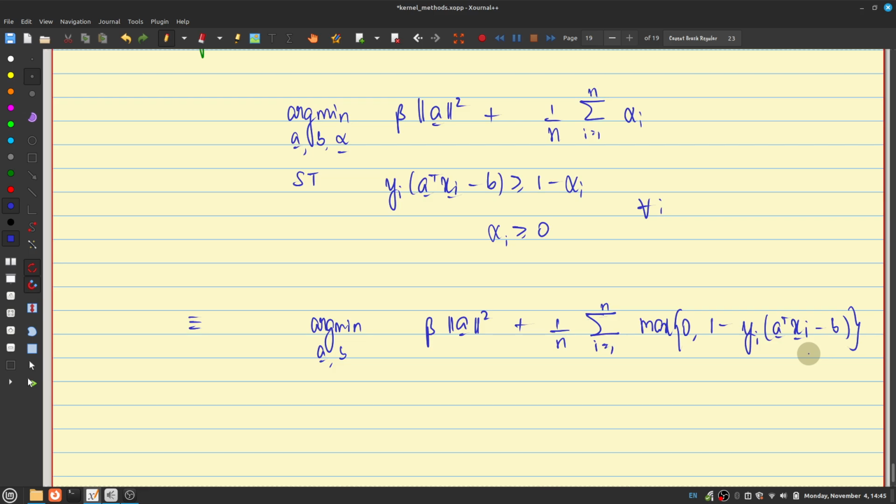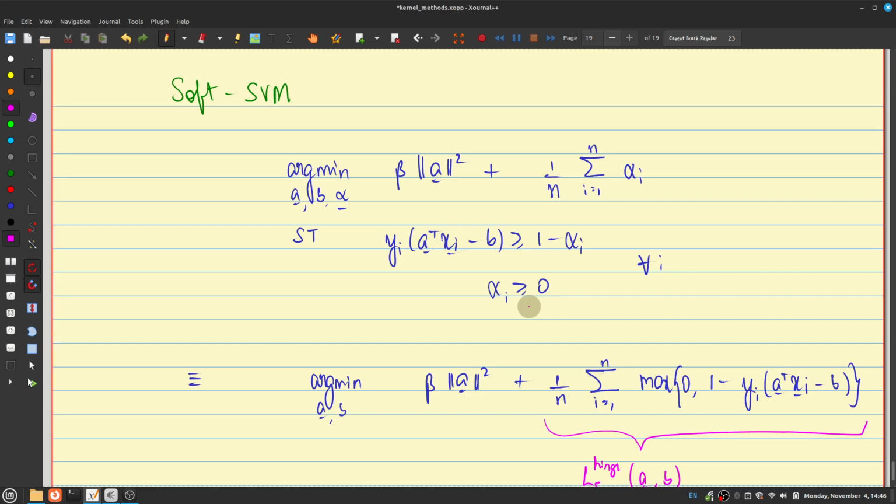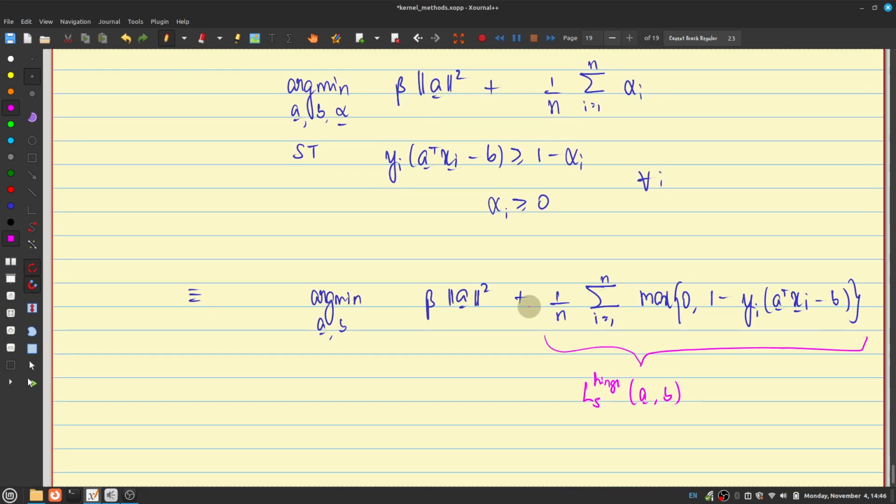Right? So this second term is what is commonly referred to as the hinge loss. So the soft SVM problem can either be posed as this constrained optimization problem over here, or as an unconstrained optimization problem, which is basically a convex combination, a linear combination of the 2 norm of A squared plus this hinge loss.